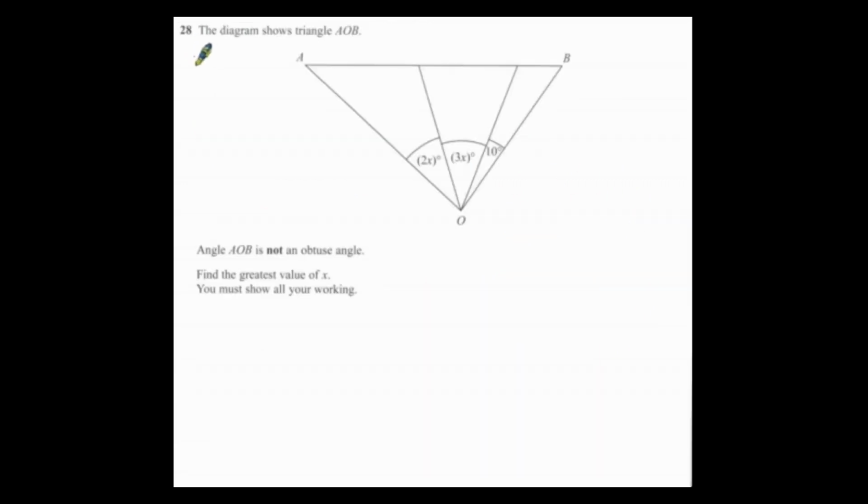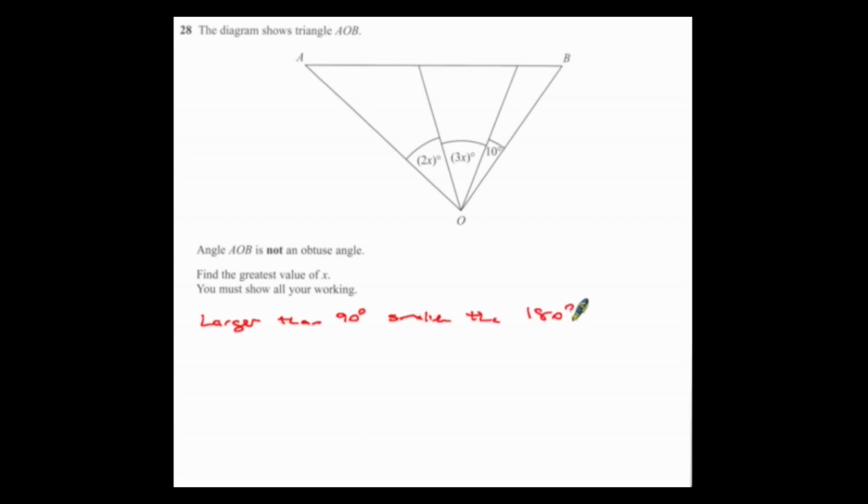In question 28 we have another triangle, triangle AOB. We are being told the angle AOB, so the bottom angle at O, is not an obtuse angle. We're asked for the greatest value of x. Okay, let's think about this. Obtuse angle. An obtuse angle is larger than 90 degrees and smaller than 180 degrees.